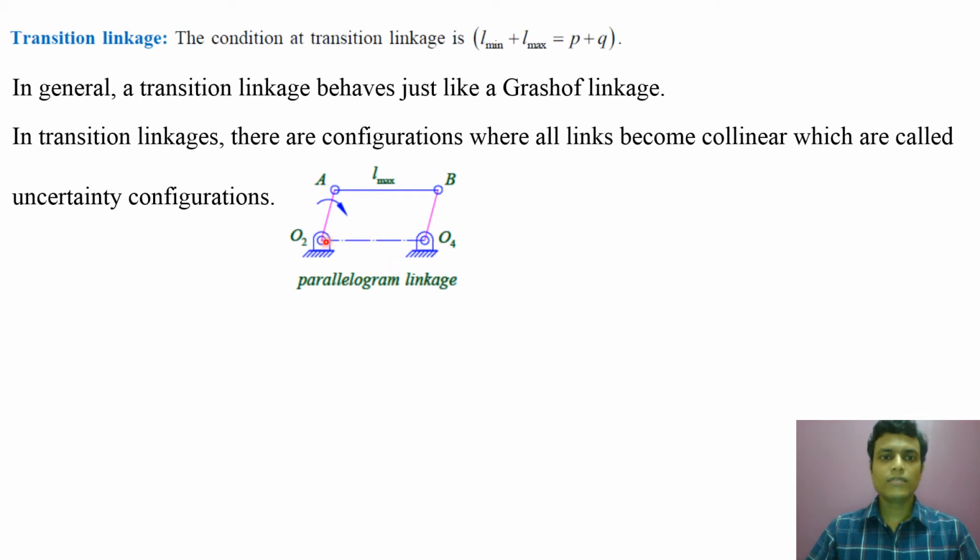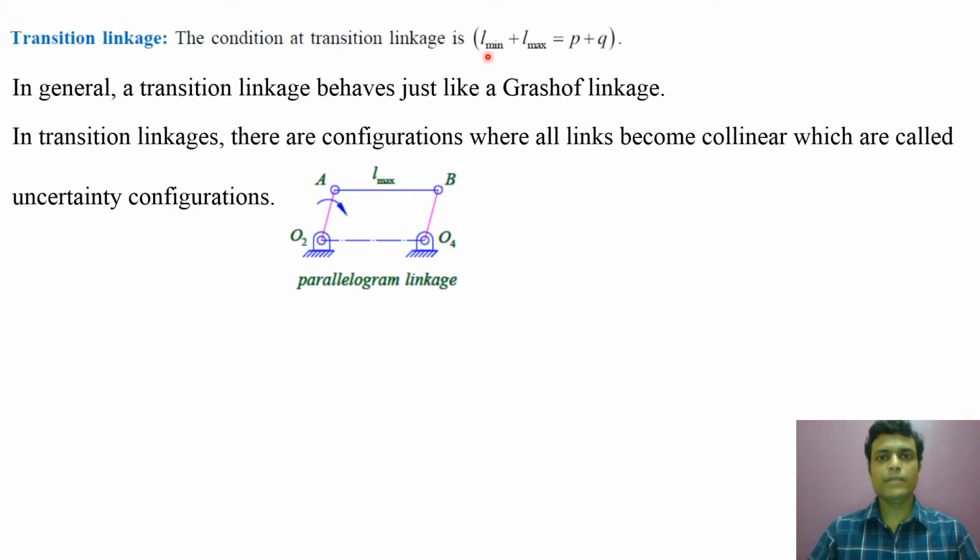For this 4-bar mechanism O2A, B, O4, two links are of equal length and the other two links are also of equal length. So it will satisfy the condition of transition linkage. Let us consider O2A and O4B. One of them, O2A or O4B, is Lmin, and O2O4 or AB, one of them is Lmax.